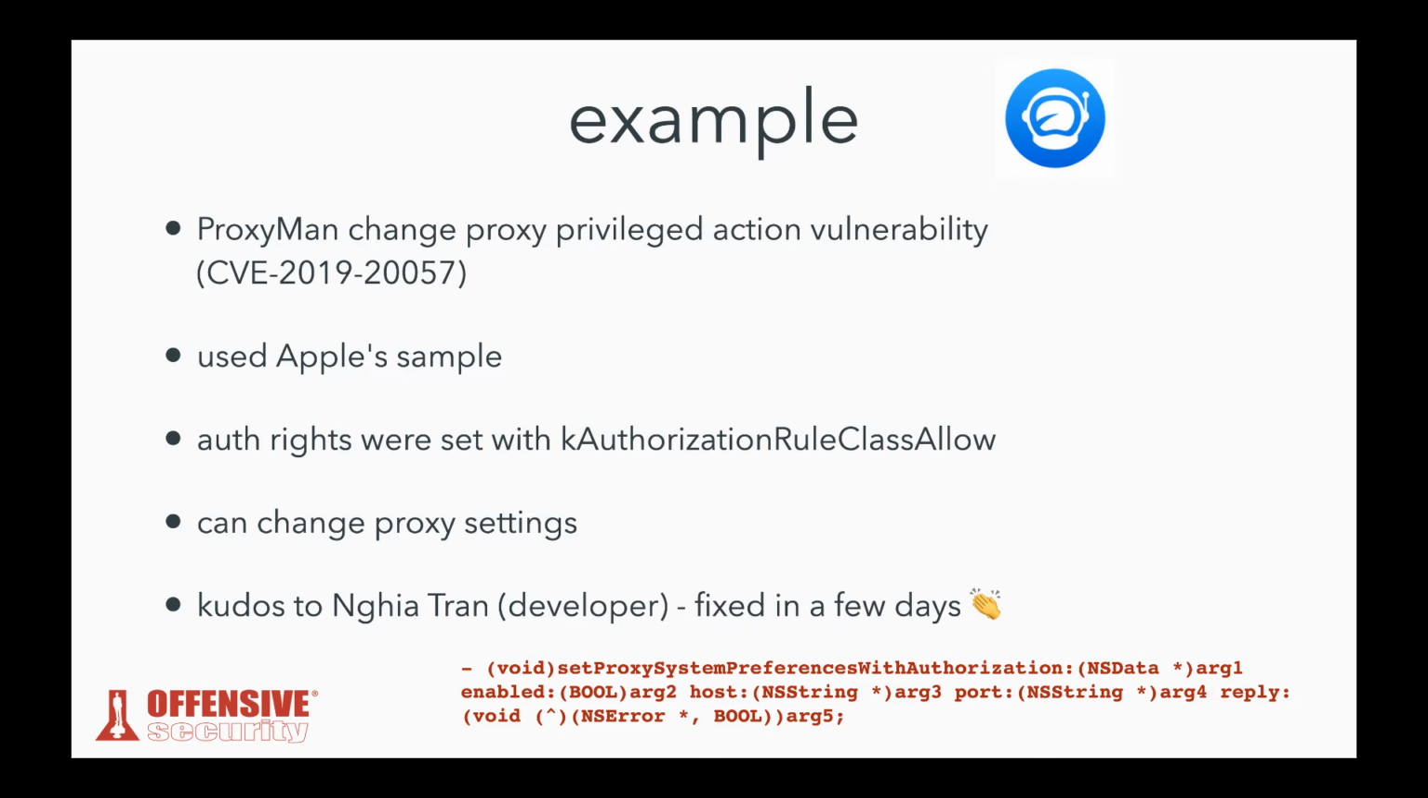Now, the example I have for this is Proxyman. That's a small application monitoring network traffic. It has a privileged helper tool to change the proxy settings. It cannot do anything else, so it didn't have a full privilege escalation vulnerability. It just gave you access to some system configuration. And the developer used Apple sample code for this, and the authorization right was set to allow. So basically, you were just granted access.